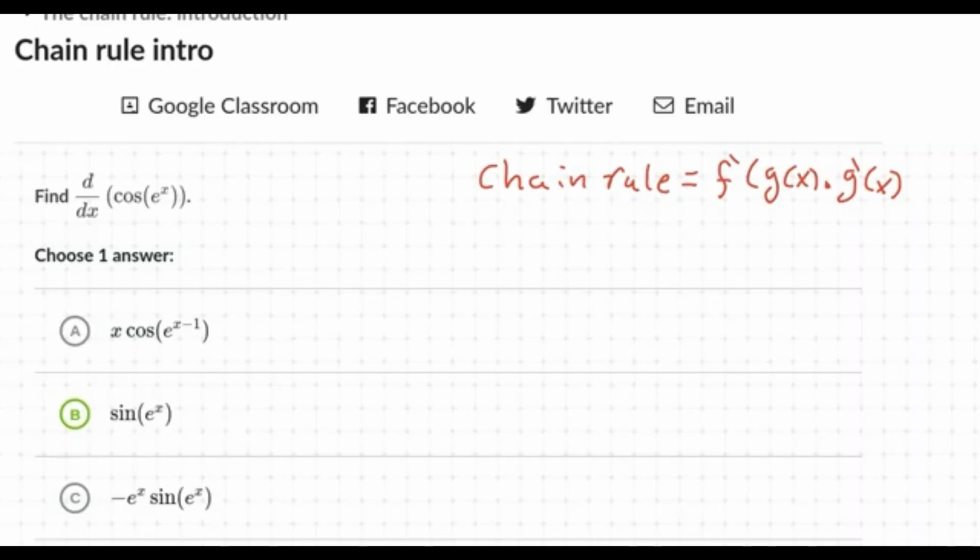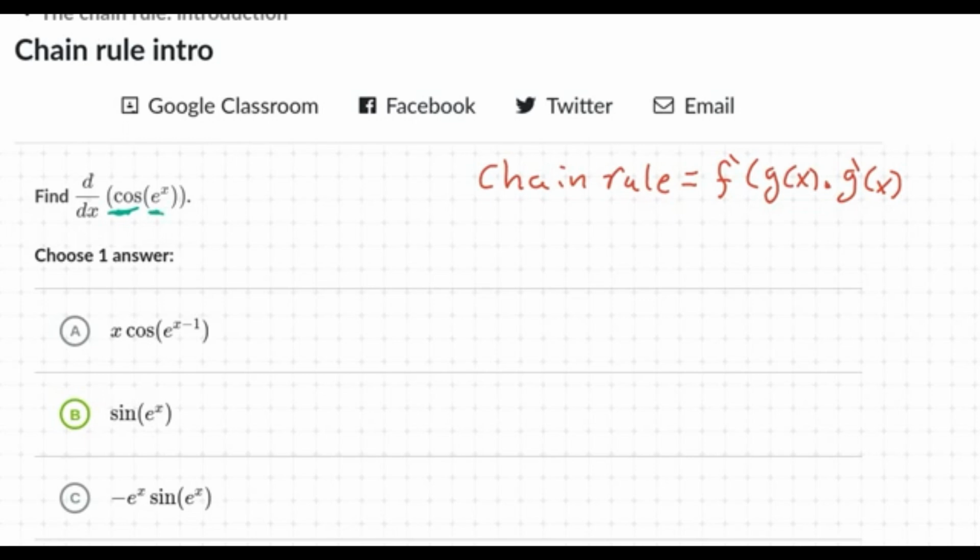Find the derivative of cosine in brackets e to the power of x. So in this situation we'll be using the chain rule, which is f prime of g(x) multiplied by g prime. So what do we mean by f is what is out of the bracket, and what do we mean by g is what is in the bracket.